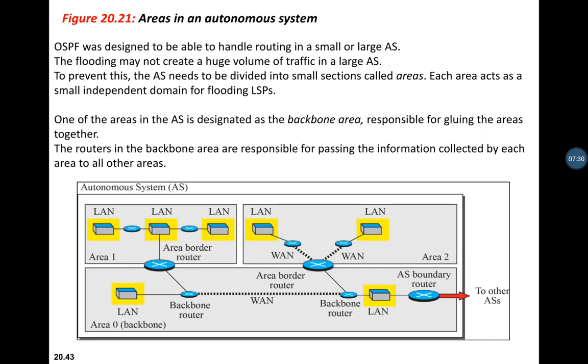So we have all the border routers here. So area border routers can be seen. These receive all the link state paths generated in other areas.